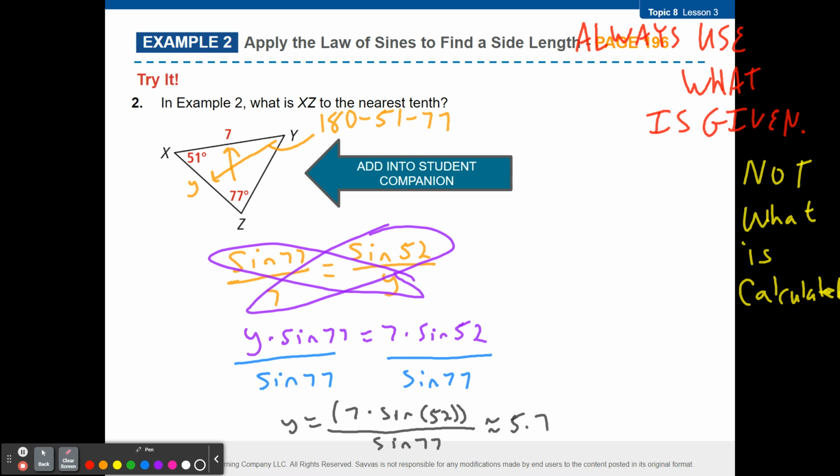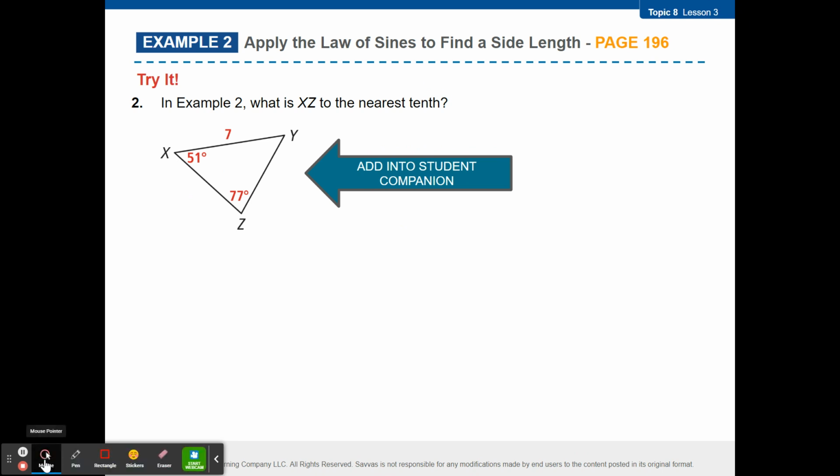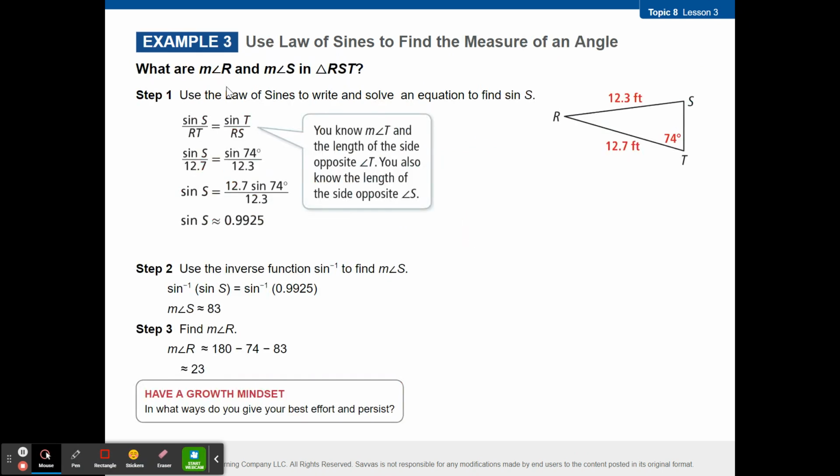All right, let's move on to example 3. Okay, so in this case, now they're saying, what happens if you're given two sides and an angle? We need to find that other side. Remember how when we were doing SOHCAHTOA, we use the inverses to find the angles and we use the ratios themselves to find sides? It's the same thing here, okay? We're going to have to use that inverse.